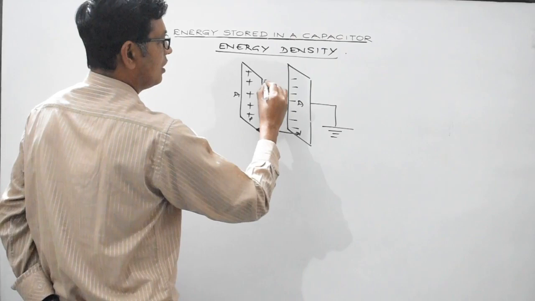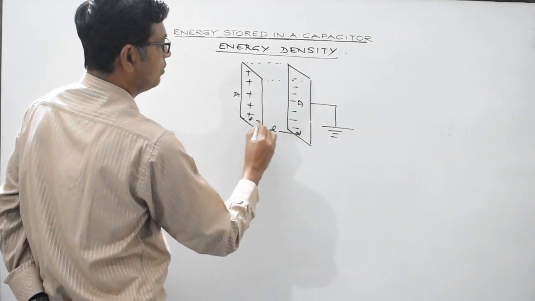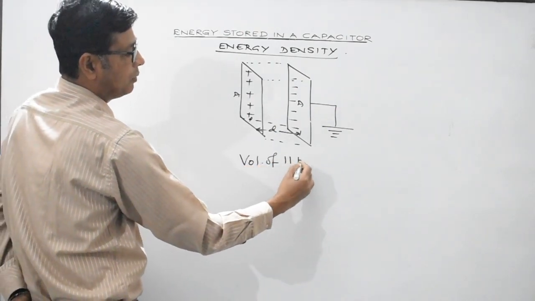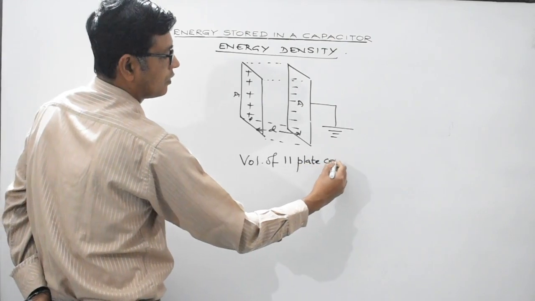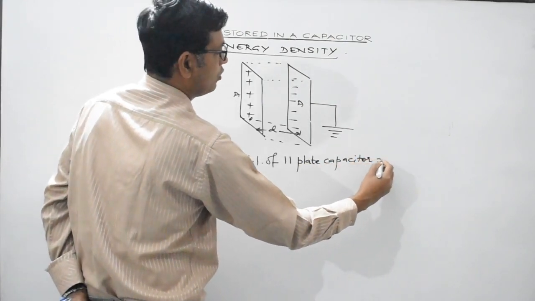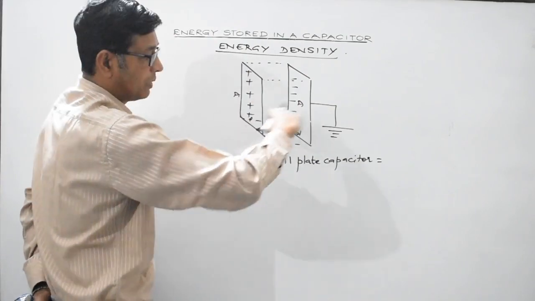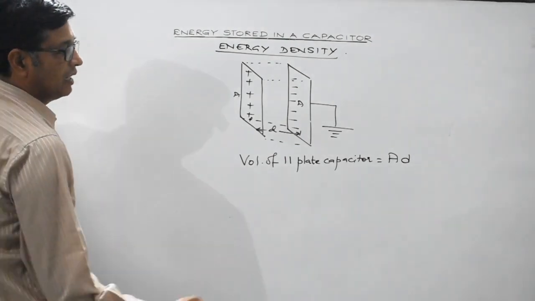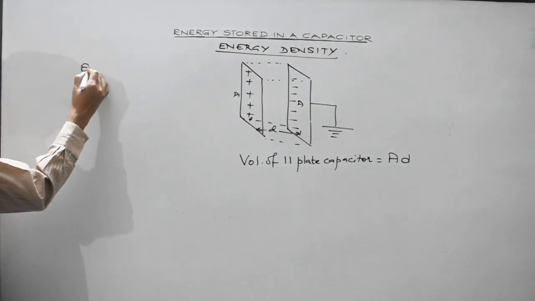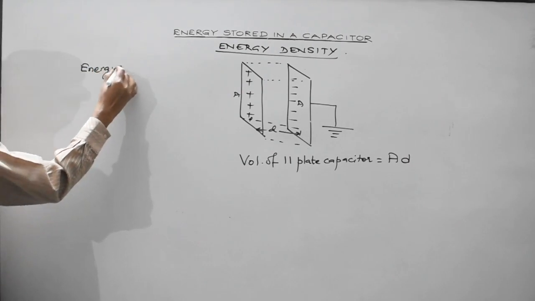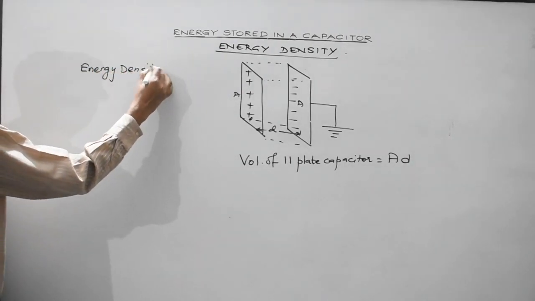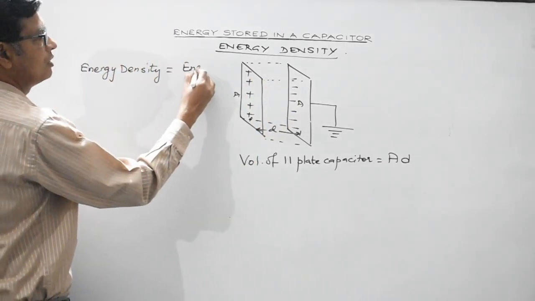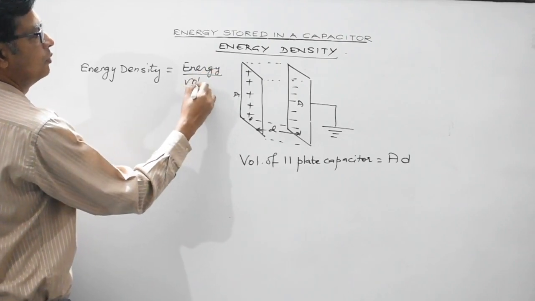Now look, it can be joined like this. It will occupy some volume. So what will be the volume of the capacitor? Volume of parallel plate capacitor would be cross-section area multiplied by the distance between the plates. This will be the volume of the capacitor. And energy density, as I have stated, is defined as the energy possessed by the parallel plate capacitor per unit its volume. That is energy divided by volume.